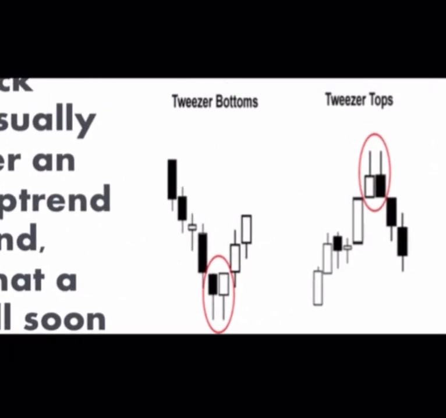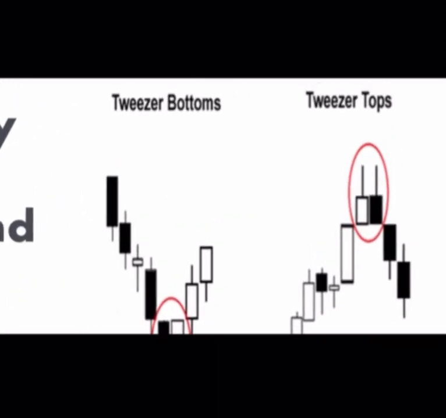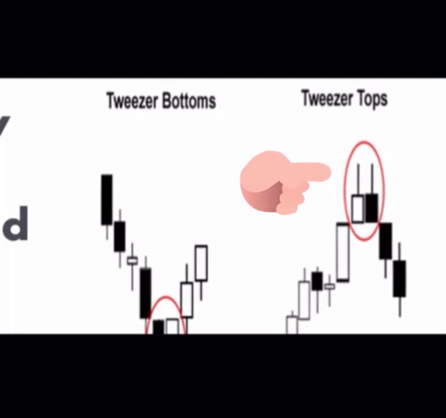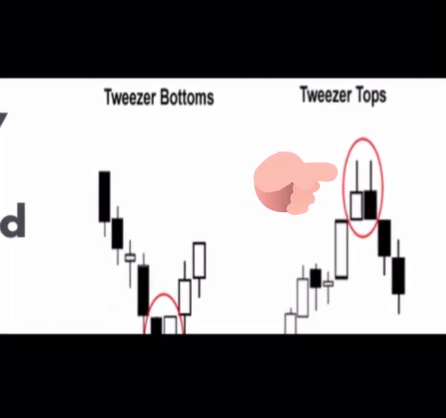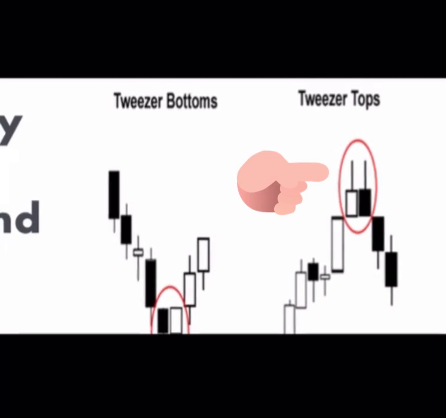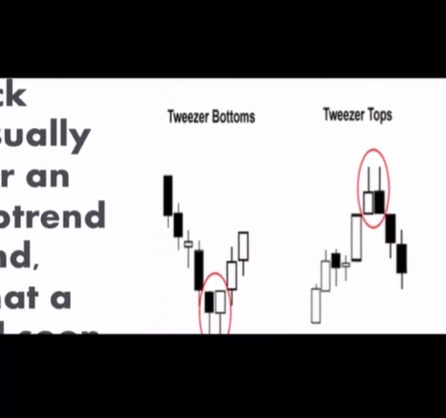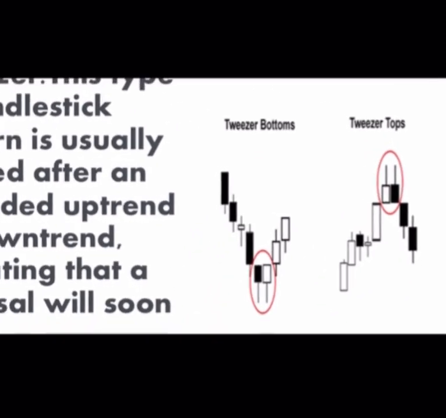Okay. Then if you are looking for the other tweezer, you can see the reverse, how it looks. This is a bearish tweezer. If you see this kind of candlestick, it means the market is about to change trend and start going down. Very, very important. I hope you are looking at this closely.